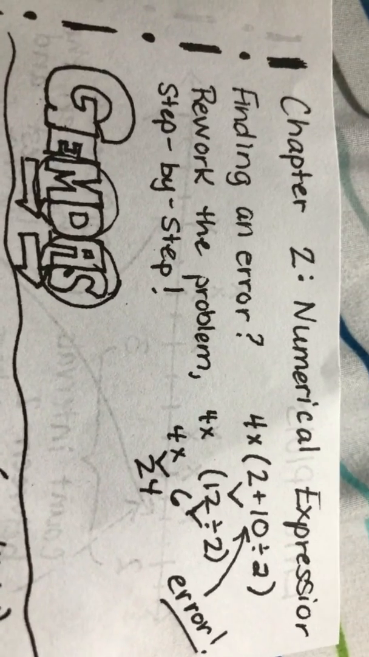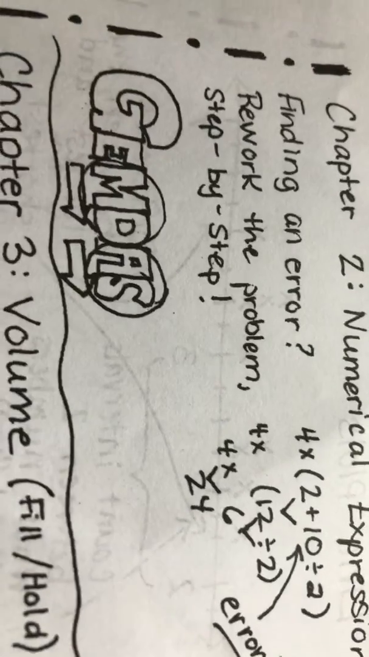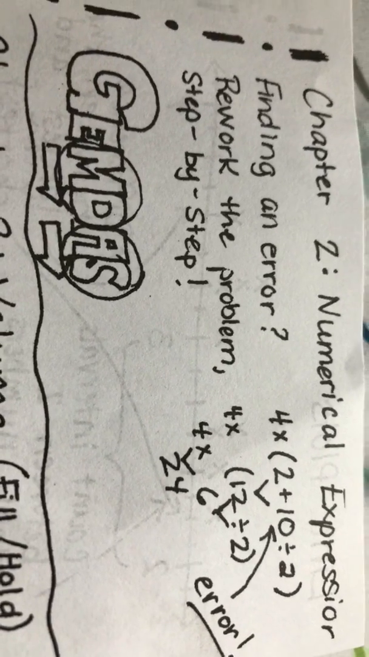Then we moved into Unit 2, which was our numerical expressions. We talked about GEMDAS. I recommend that you're always thinking about GEMDAS when doing order of operations. Write it down. Remember to circle the M and the D, reminding you that multiplication and division are related fact families. Work them left to right.